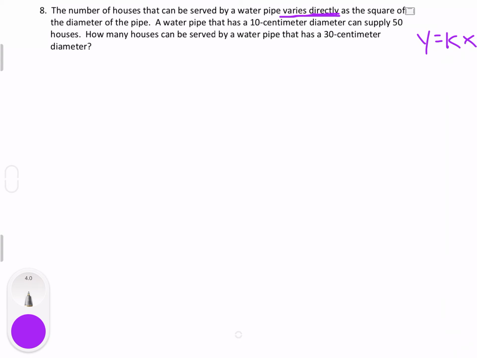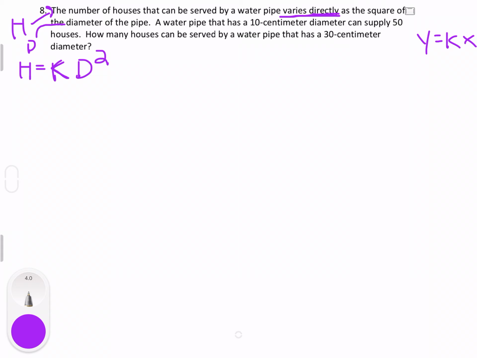So our number of houses varies directly. The number of houses is going to be our y. So let's call that h, or if you want to call it y, you can just call it y, whatever you want to do. So it varies directly, so we know that h equals k. That's the varies directly part. And it varies directly as the square of the diameter of the pipe. So let's just call the diameter d. And it varies directly as the square of the diameter, so that's going to be d squared. And that's going to be our general formula.